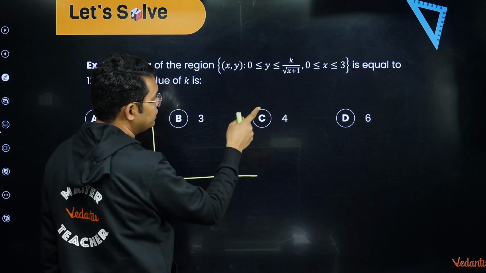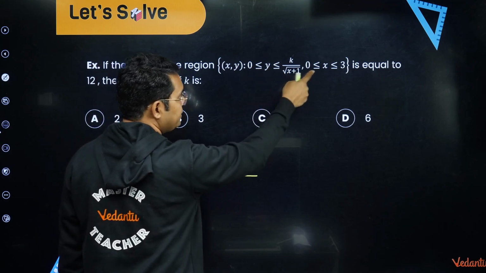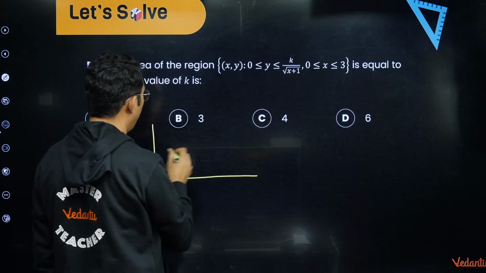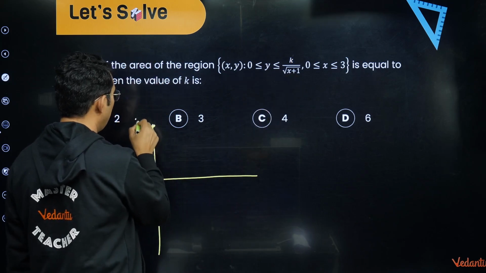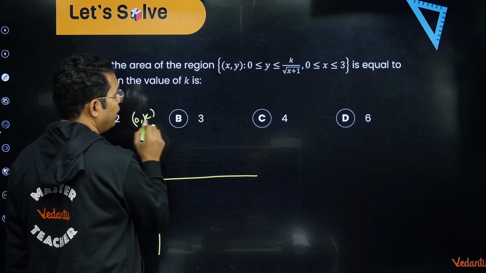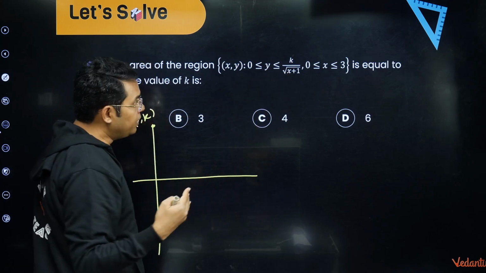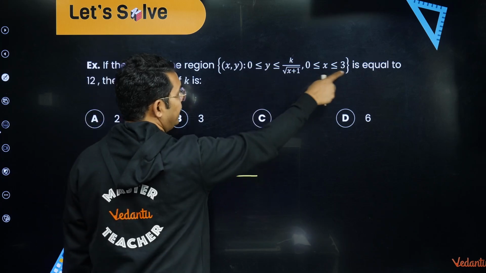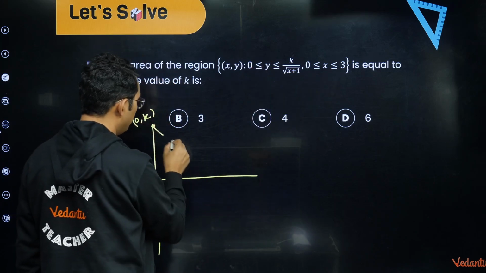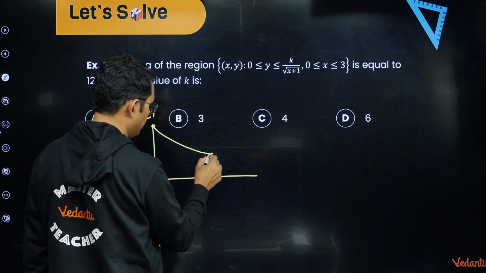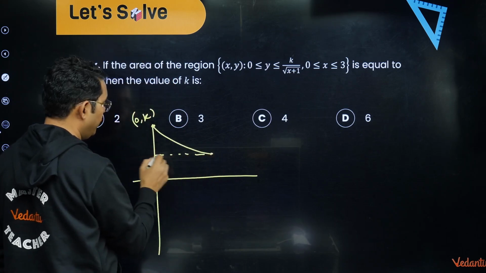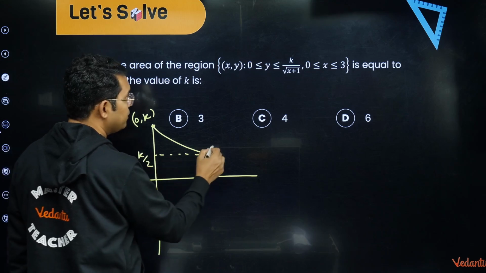So first of all, how will this graph look? k has to be positive, otherwise there is no meaning of this inequality. If k is positive, let me take x as 0, so this will be k upon 1. So here this will be (0, k), and as x becomes more, this will be decreasing. At x equal to 3, it will be k by 2. So the graph will be something like this. This is the point where we get k by 2 at 3.